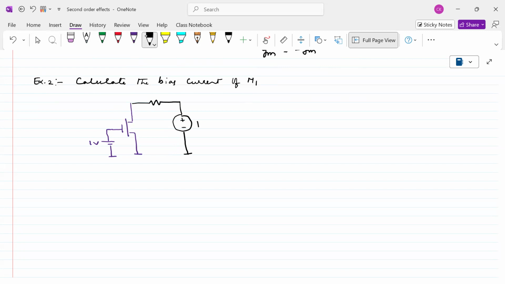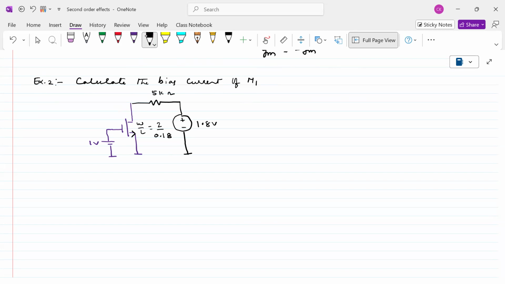This is 1.8 volts, and this is 5 kilo ohm. This is an NMOS transistor, and this is 1 volt. The W by L ratio of this transistor is W by L equal to 2 by 0.18. Okay, look at this one.